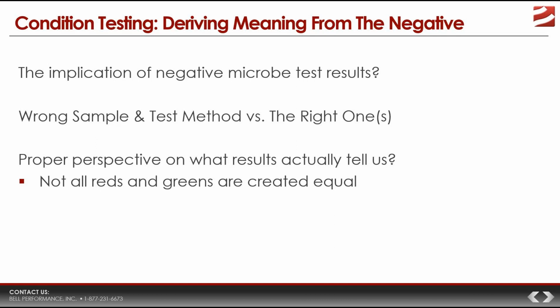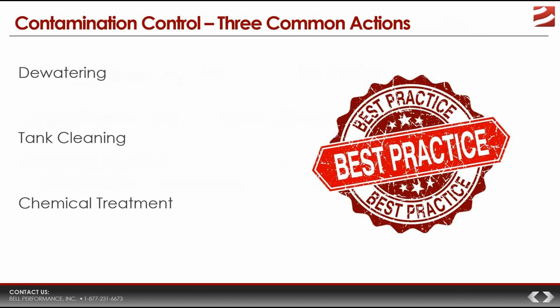Let's get to it. So to this point, we have, or at least we assume that we've sampled properly. If we were paying attention during the condition monitoring webinar, we know what to do there. We have tested. We hopefully have interpreted the information correctly. And we may have come to the conclusion that there's a microbe problem that requires remediation. This is when we have to look at contamination control, what we have to do to get rid of the microbe problem that, if we don't do anything, is going to destroy our fuel eventually. Now, the three most common microbial contamination control actions are dewatering, tank cleaning, and chemical treatment.